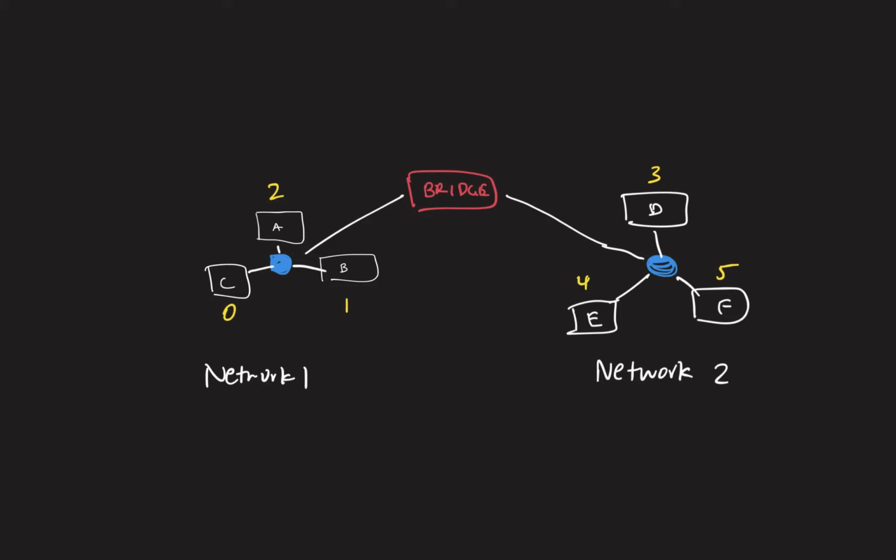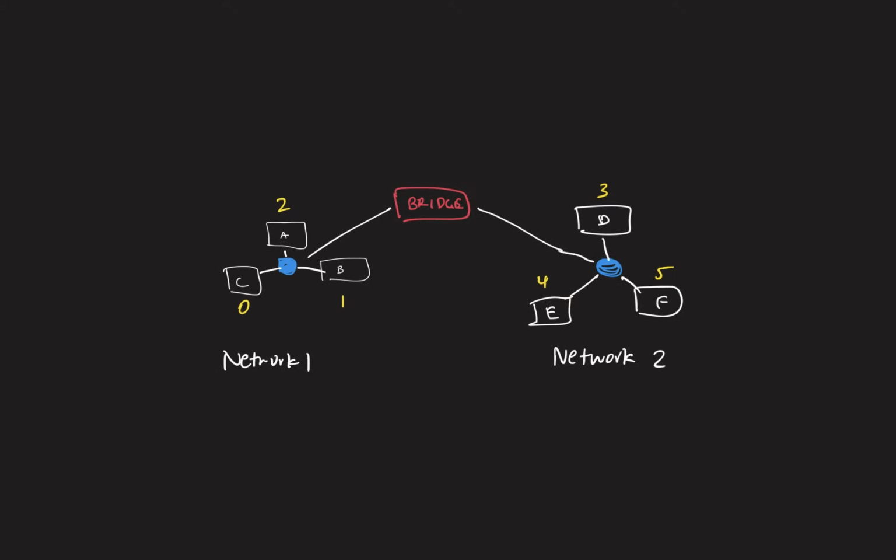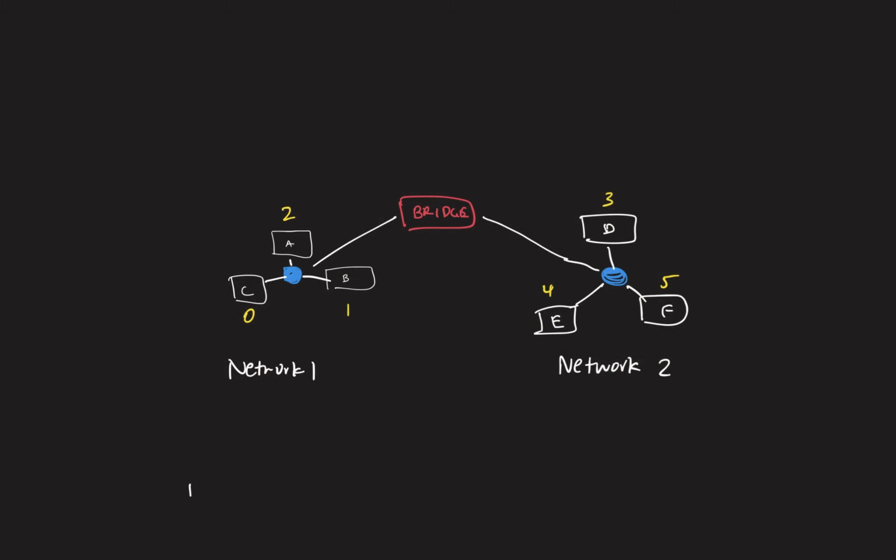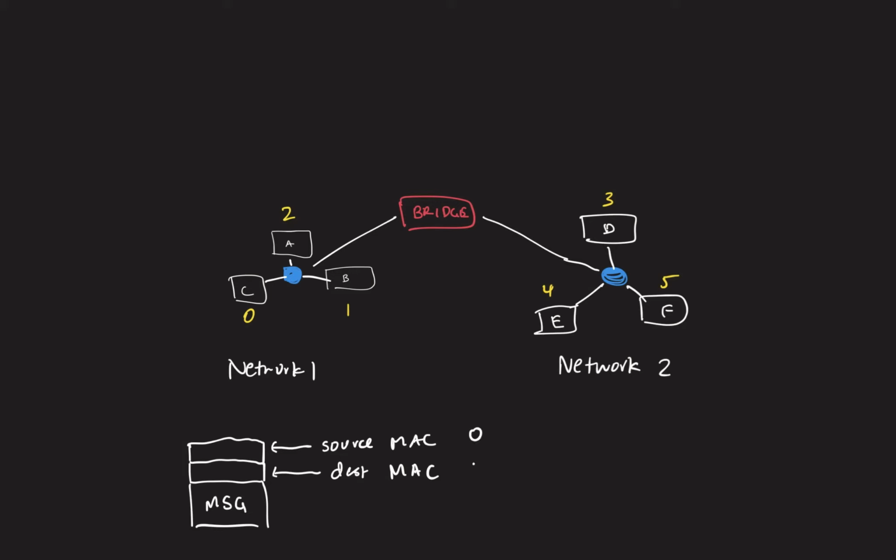So say computer C wants to talk to computer D. Computer C will include the message as well as two important pieces of data. The first is the source MAC, and the second is the destination MAC address. When communicating from node C to node D, the source MAC will be 0 and the destination MAC will be 3.